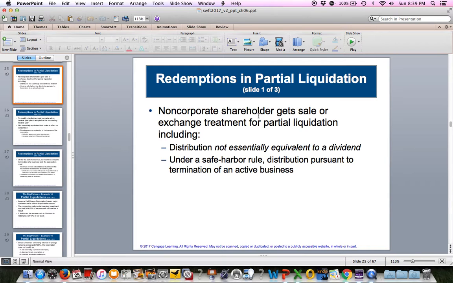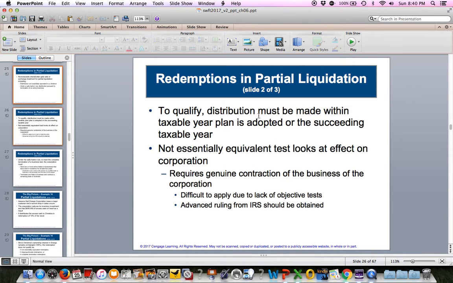Non-corporate shareholder gets sale or exchange treatment for partial liquidation, including distributions not essentially equivalent to a dividend, and under a safe harbor rule, distribution pursuant to termination of an active business. To qualify, distribution must be made within the taxable year the plan was adopted or the succeeding taxable year. Not essentially equivalent test looks at effect on the corporation, requires genuine contraction of the business of the corporation.